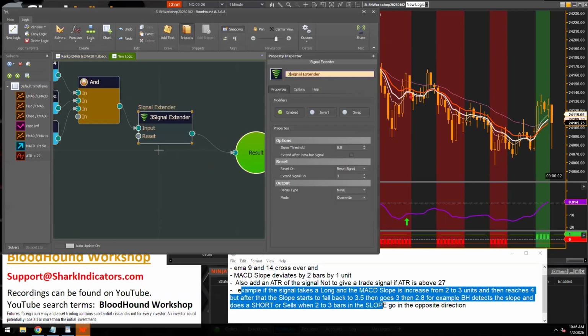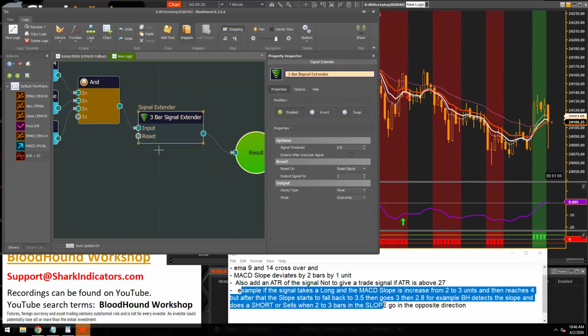And also, there we go. We'll give that a little more distinct name. So currently we're only extending by 3 bars. We might need 4 bars, but we'll just build it out with 3 and see how it goes.